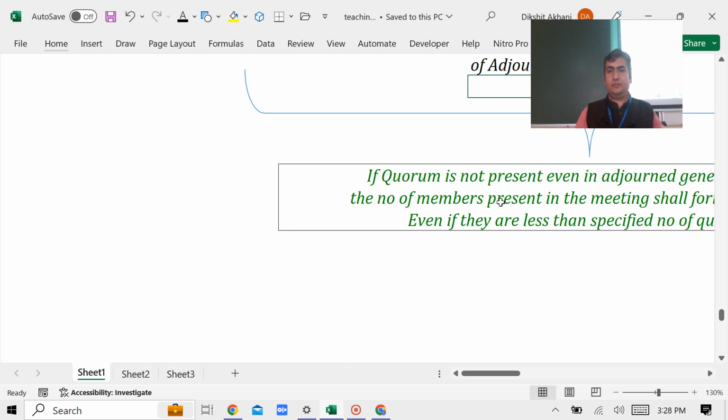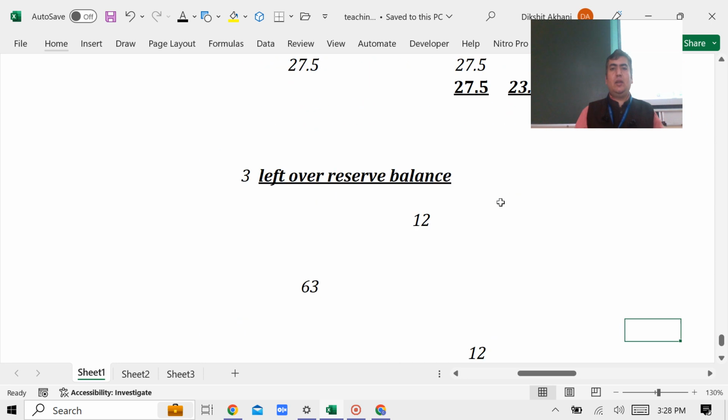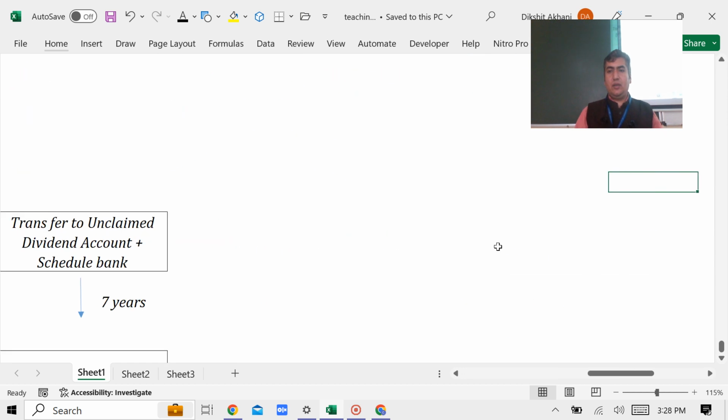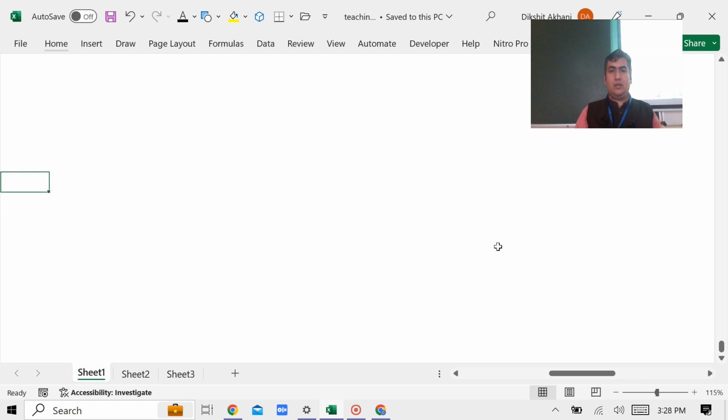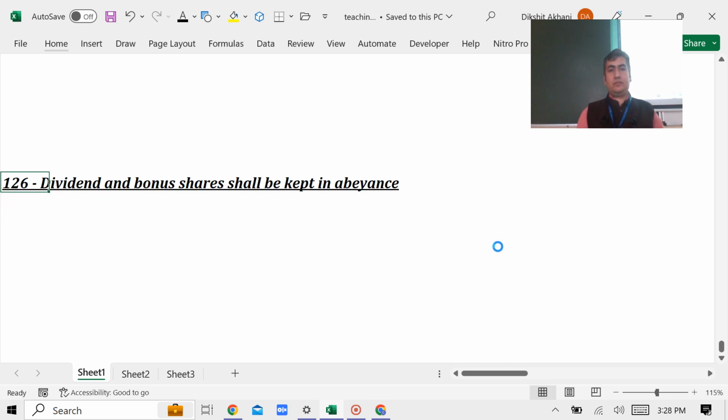तो भाई ये सब तो हो गया है. Okay, this is what the dividend chapter is, right? Okay, we are moving towards now 126. ठीक है? Write down dividend and bonus shares shall be kept in abeyance. लिख दो मेरे इसको.